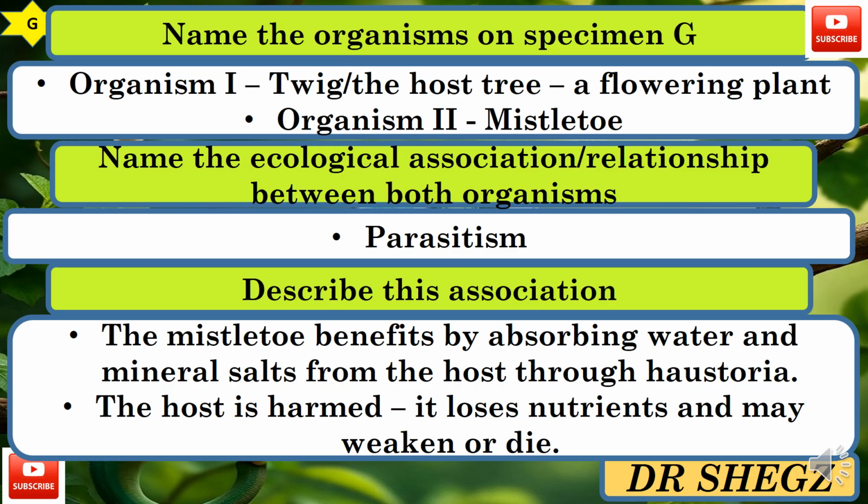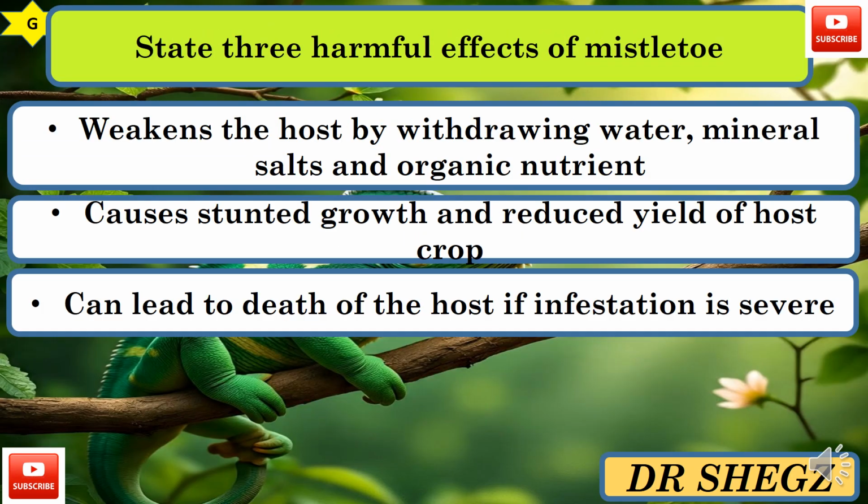How does it work? The mistletoe benefits by absorbing water and mineral salts from the host through haustoria, while the host is harmed, loses nutrient, and may weaken or die. So that's specimen G.